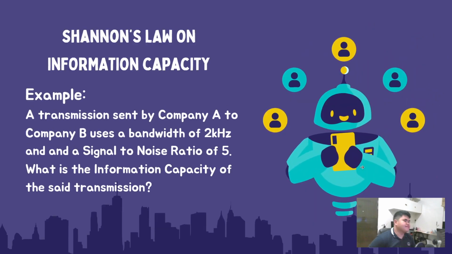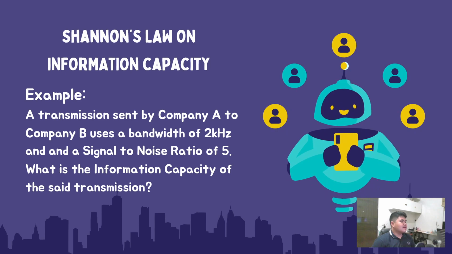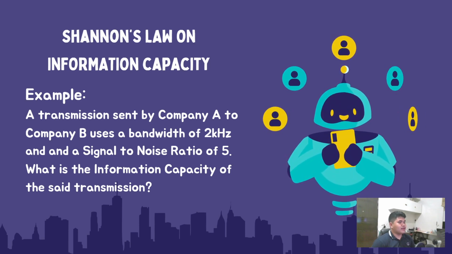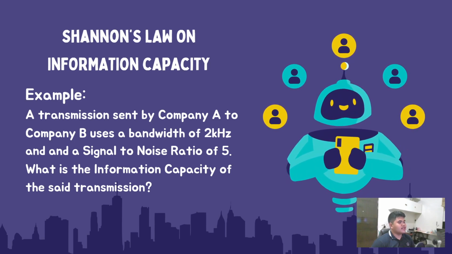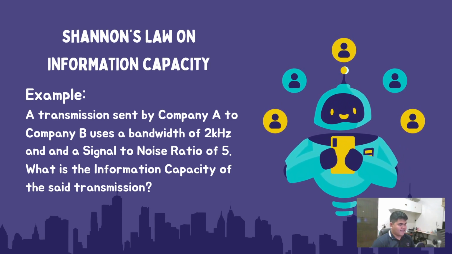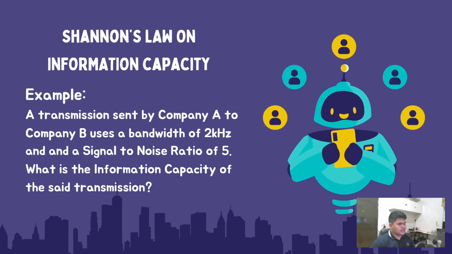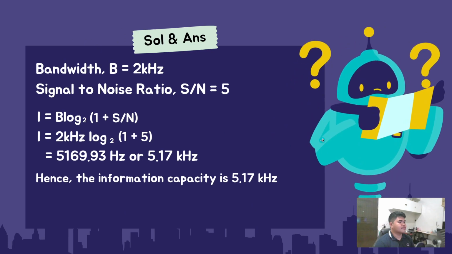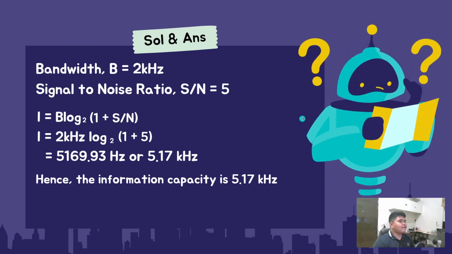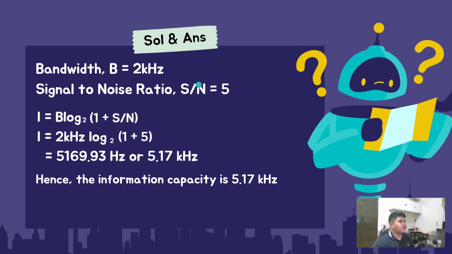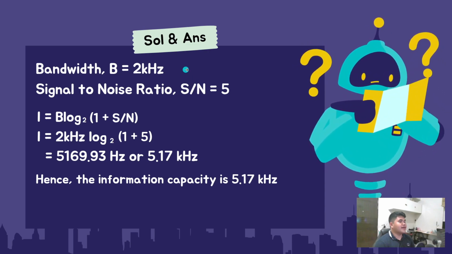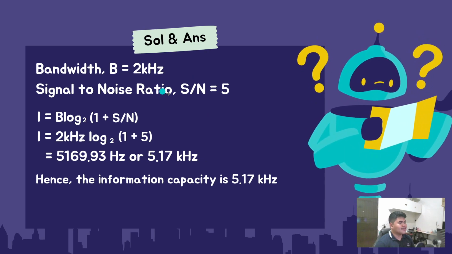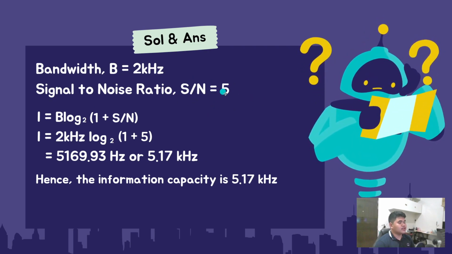Second example, a transmission sent by company A to company B uses a bandwidth of 2 kHz and a signal-to-noise ratio of 5. What is the information capacity of the said transmission? To solve for this, again, let us first keep in mind the given values, which is bandwidth, B, equals 2 kHz, and signal-to-noise ratio, which is 5.